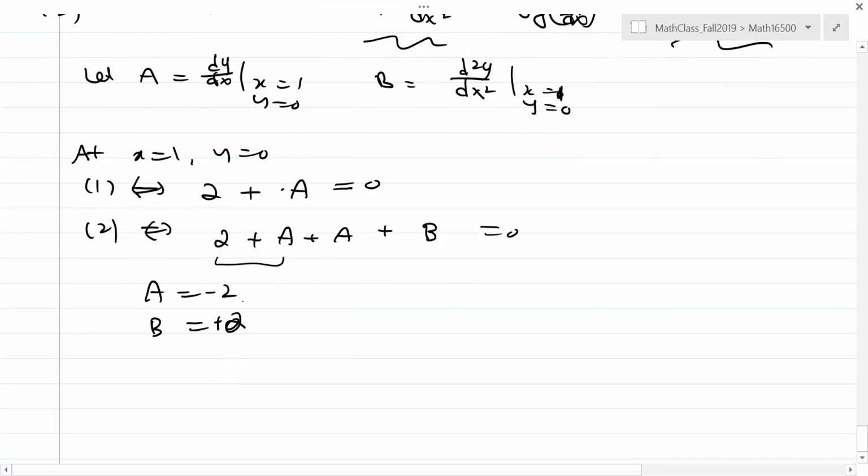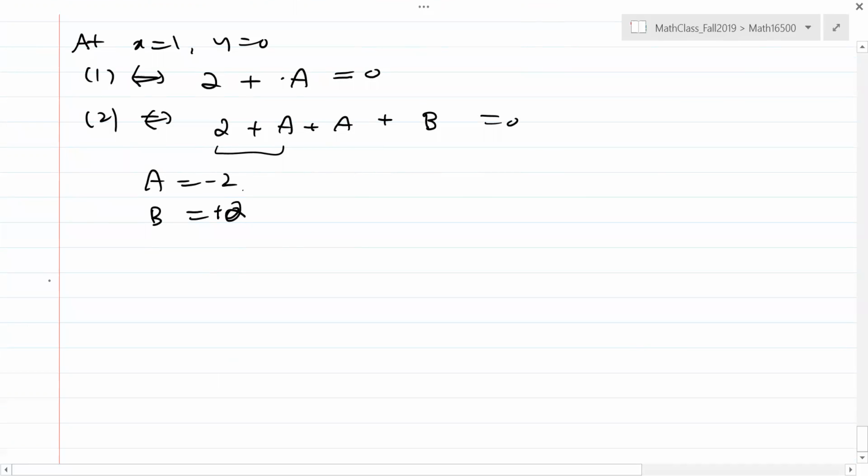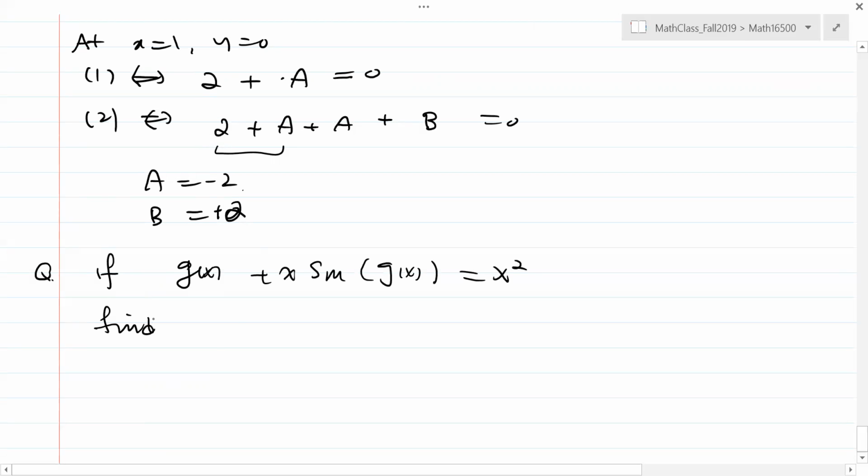And so, let's do the next one. Here's a slightly different form of the equation. If g of x plus x sine g of x is going to be x squared, find g prime 0.